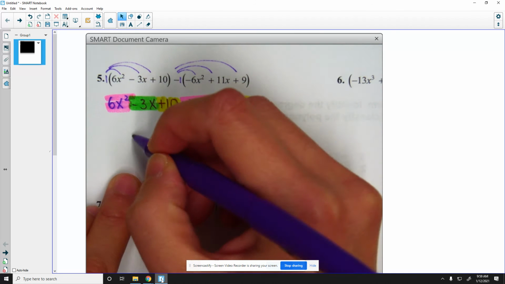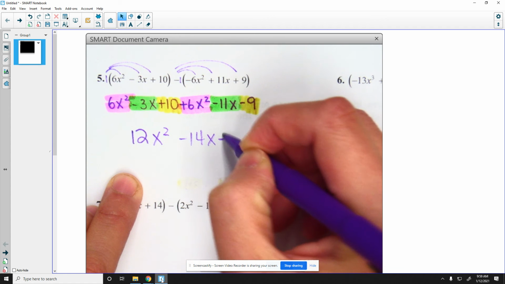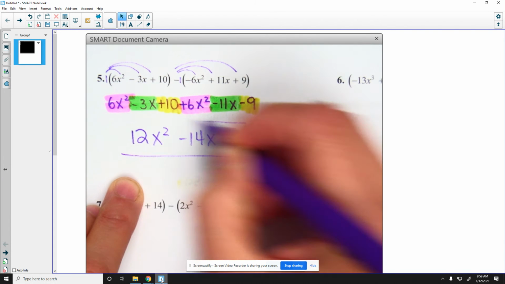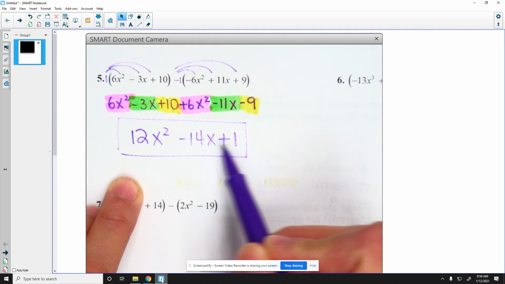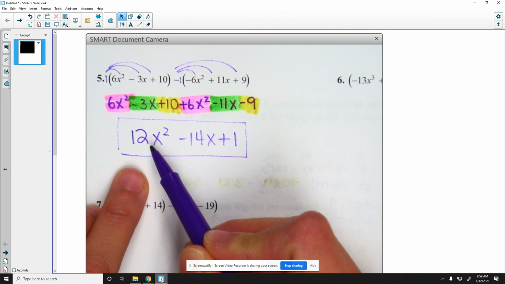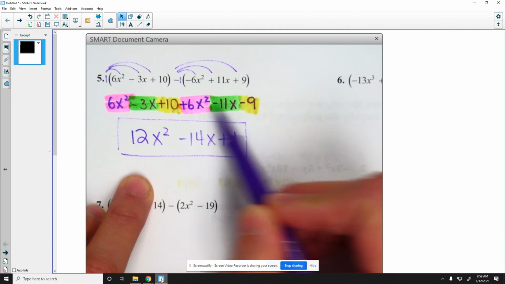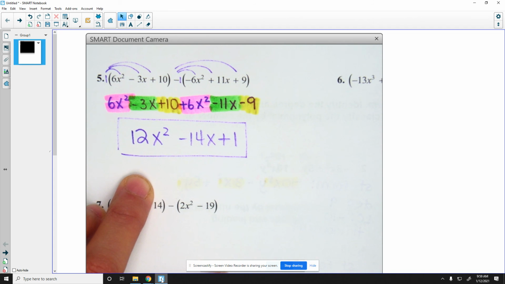Rowan. 12x squared minus 14x plus 1. Good. So guys, if you get any part of this wrong, like you wrote a negative as a positive, or instead of 12, you wrote 10 or whatever, the whole thing is wrong. So do yourself a favor and just rewrite your whole problem. Okay? Let's take a look at number 6.